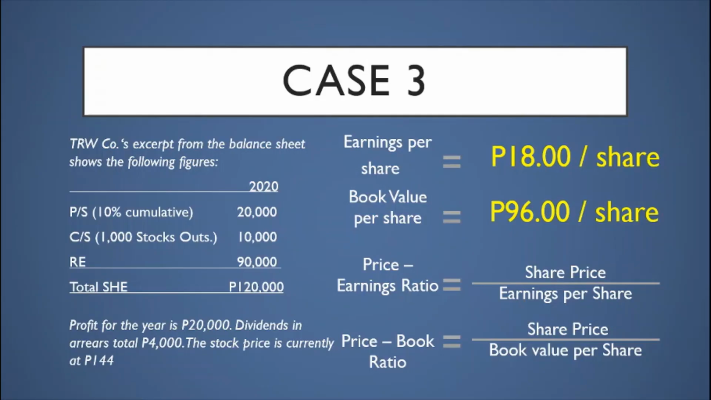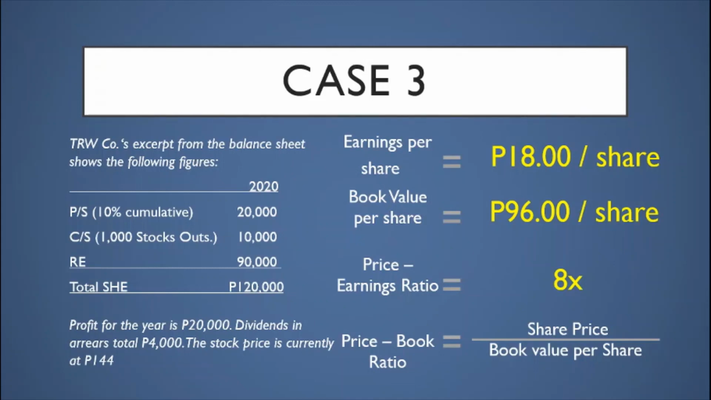Now, we are going to look at the stock price in reference to the earnings for each share and the book value for each share. Price to earnings ratio, this is equal to the share price, 144 pesos, divided by the earnings per share, as calculated, 18 pesos. 144 divided by 18, this would give you 8 times. The stock price is currently 8 times the earnings per share.